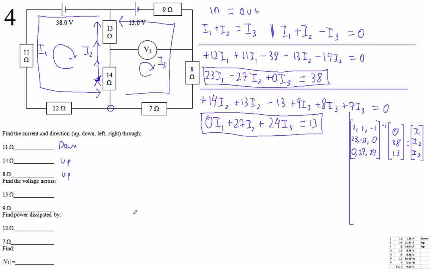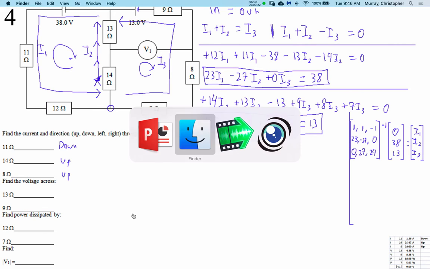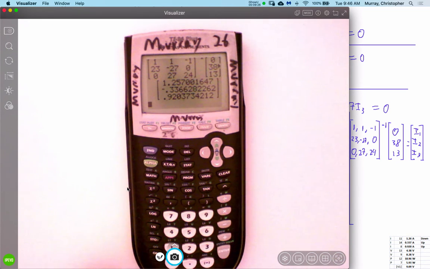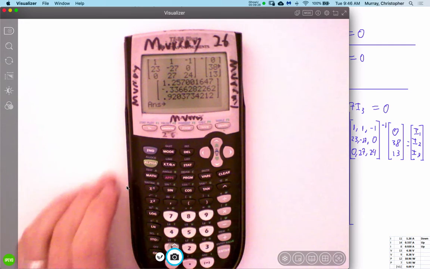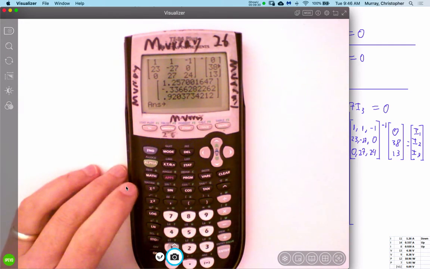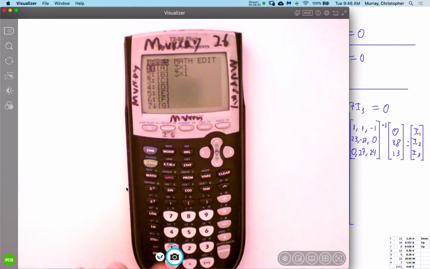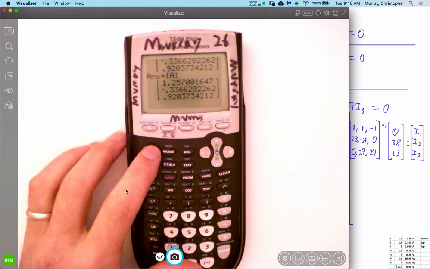Now let's grab those numbers out of the matrix. So I'm going to store this guy in a matrix. So I go second matrix, just store it in A. You could store it in anything you want. I'm going to store it in A because it's easy. And now I'm going to address these things.